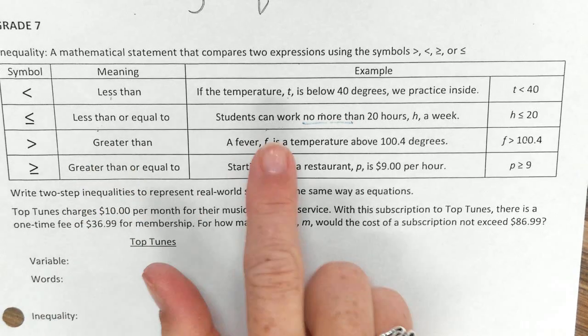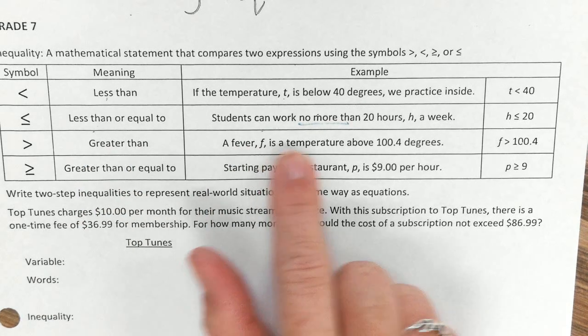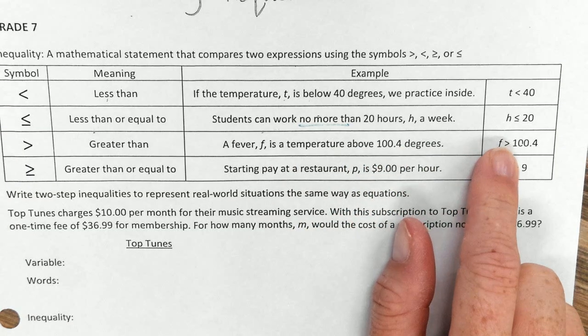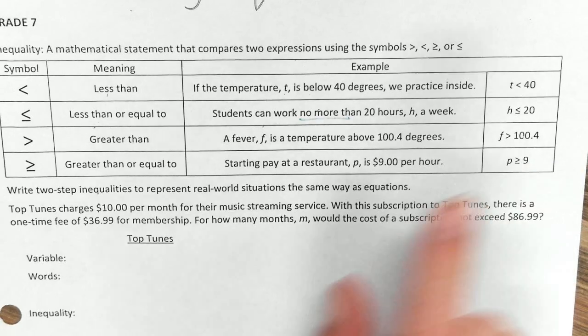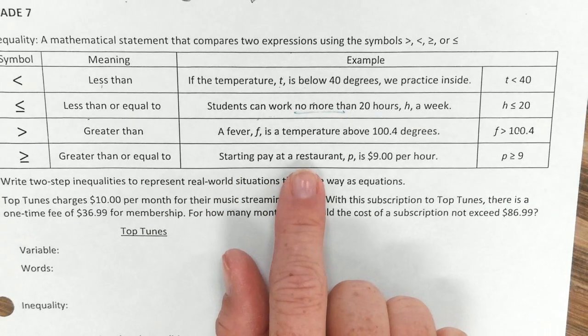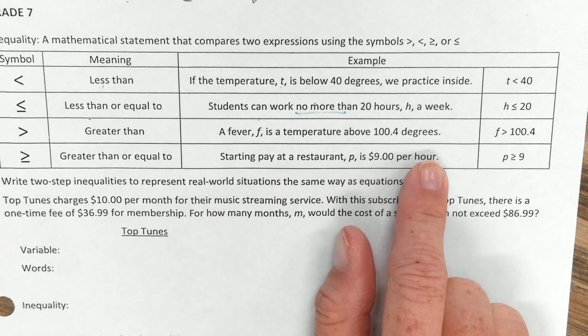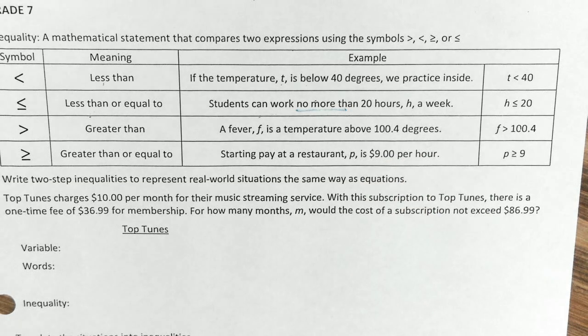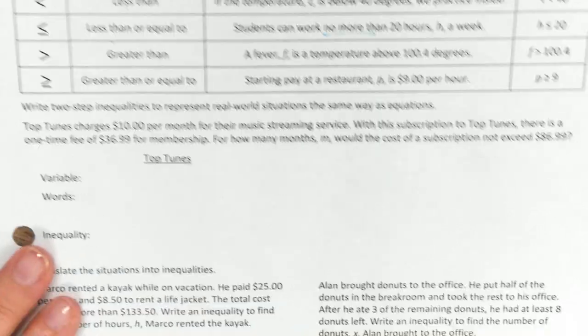All right, greater than. A fever is a temperature above 100.4 degrees. That one's easy. A fever has to be above 100.4. This one, starting pay at a restaurant is $9 per hour. That means your pay will be greater than or equal to $9, because starting pay, you'll always go up from there. All right, let's go do some word problems.